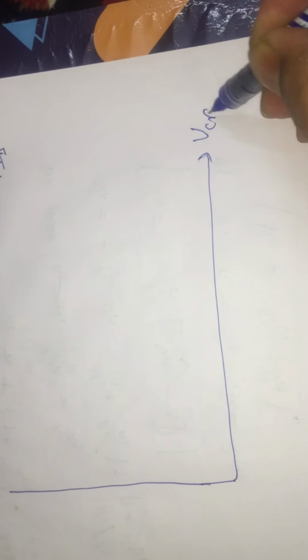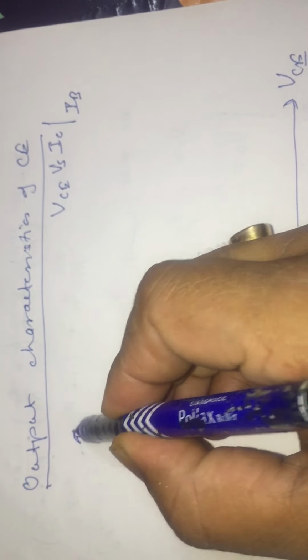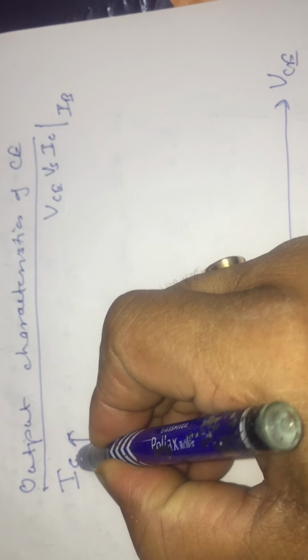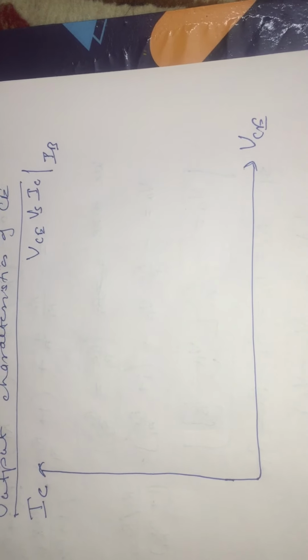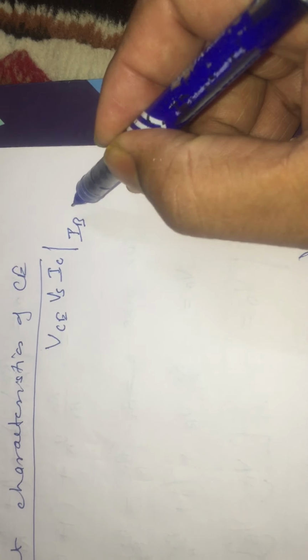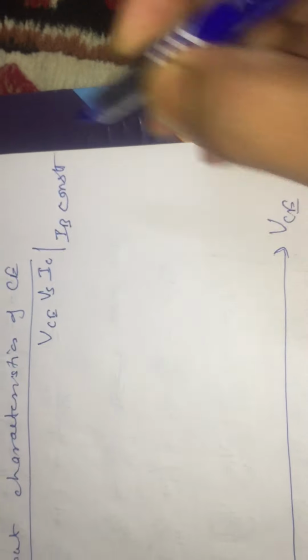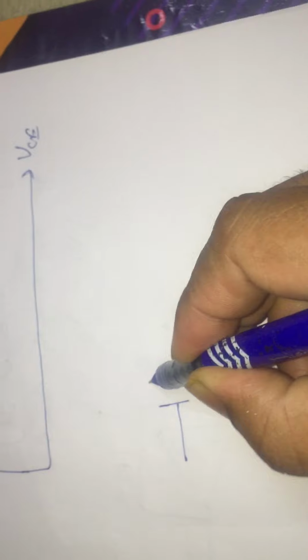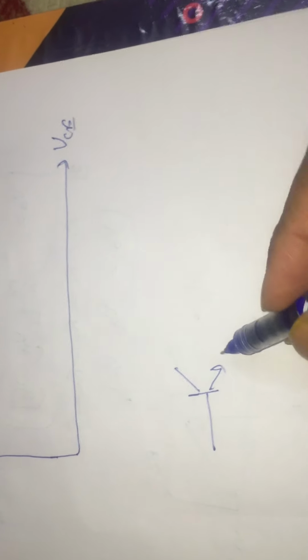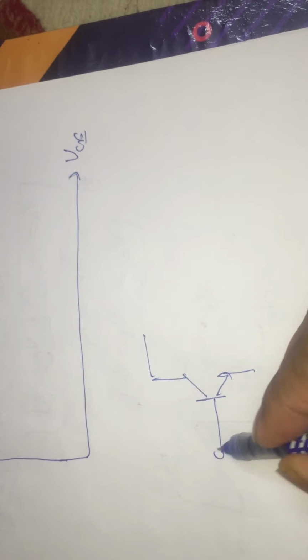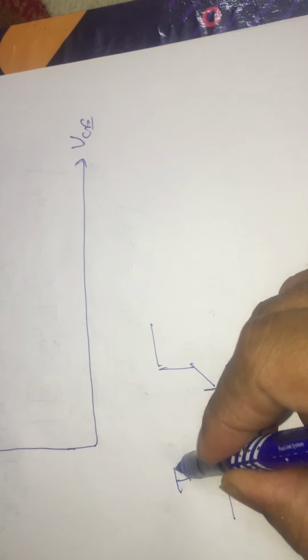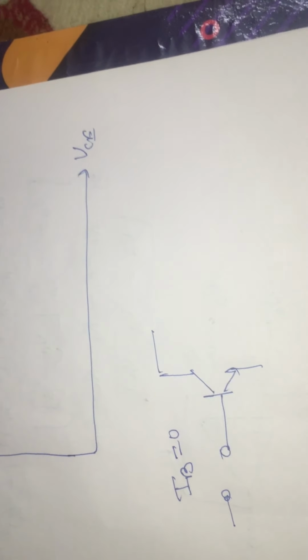Here is VCE, here is IC. It is a curve between VCE versus IC for a constant value of IB. IB is constant. Now, if IB is 0, we first plot this curve for IB equal to 0. What happens when the base current is 0? When IB is 0, it means the input is open. Only when the input is open will IB be 0.